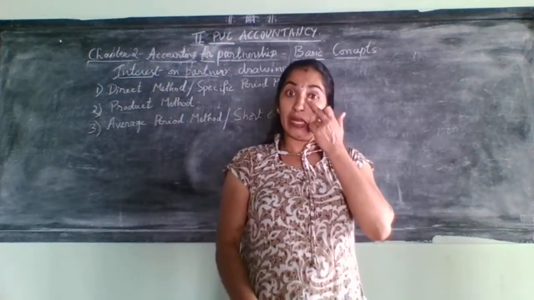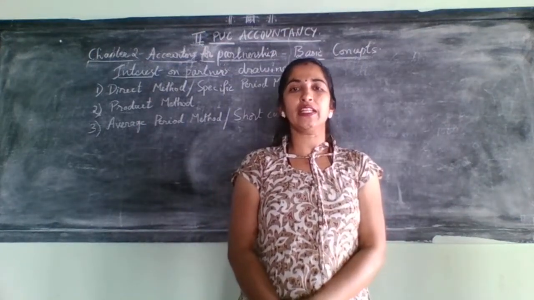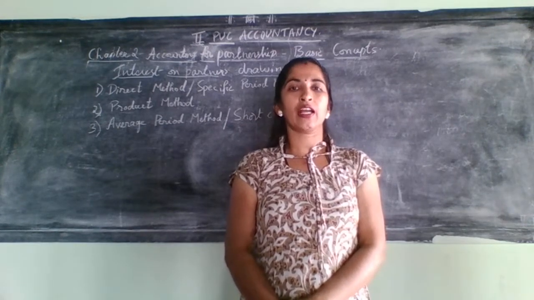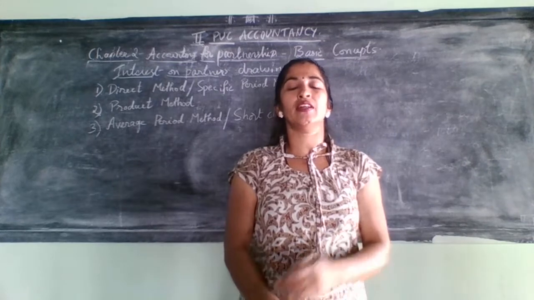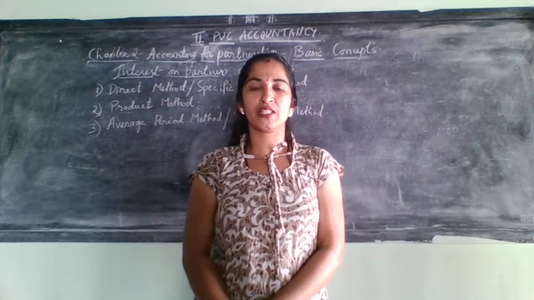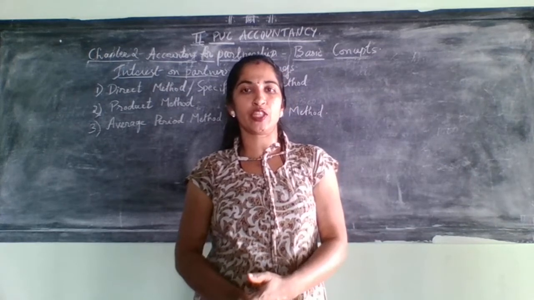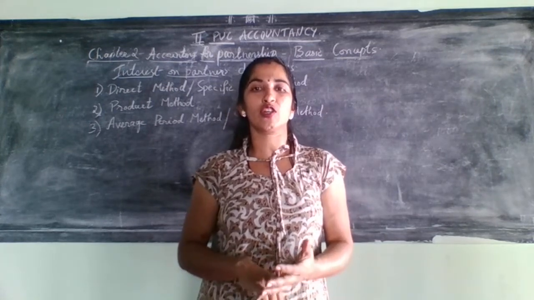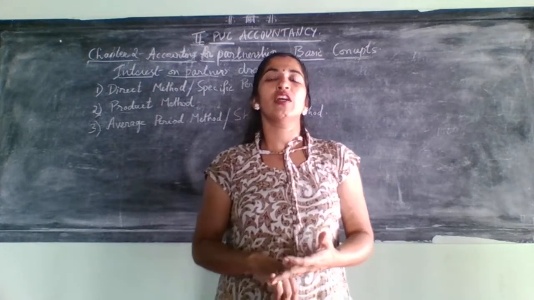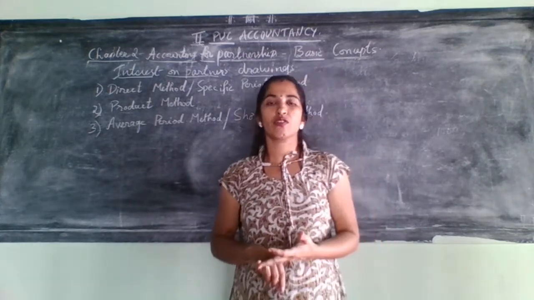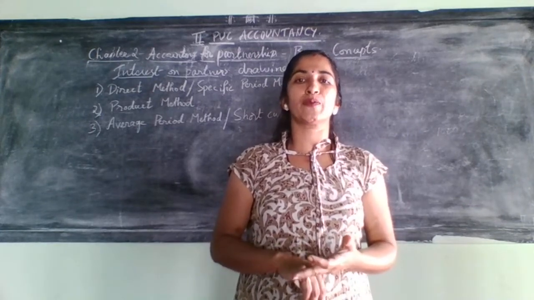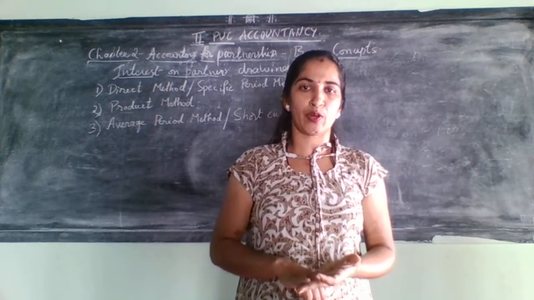Dear students, in the previous class you have studied about profit and loss appropriation account. That account we will prepare only in a partnership business. Why? Because special adjustments will come in the profit and loss appropriation account related to interest on capital, interest on drawings, interest on loan of partners, and also remuneration like salary or commission. To do these adjustments, we will open the profit and loss appropriation account.